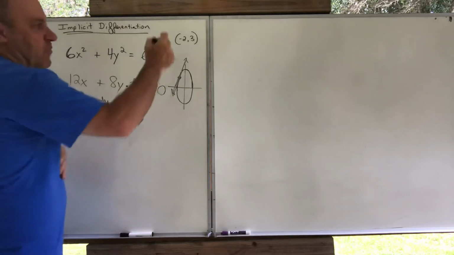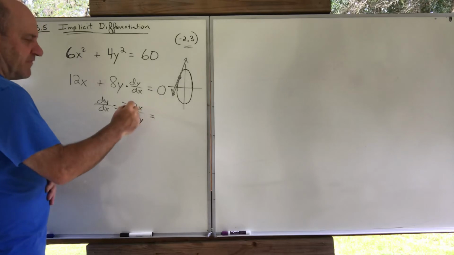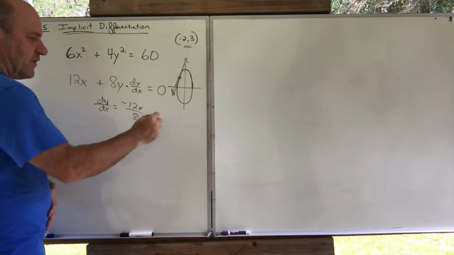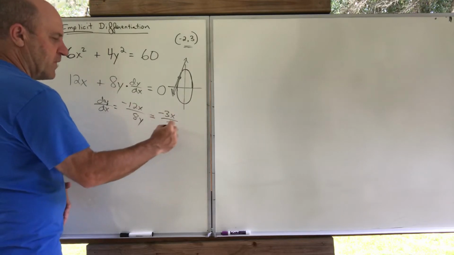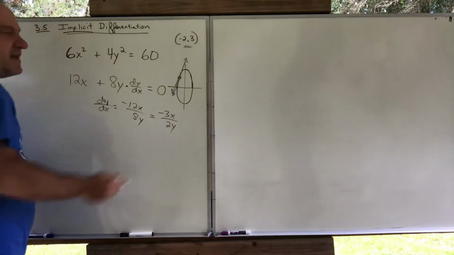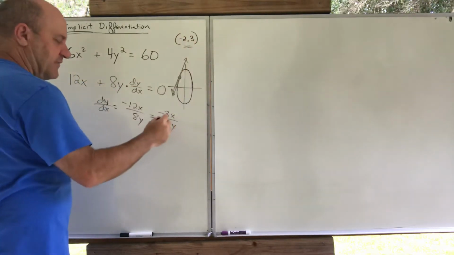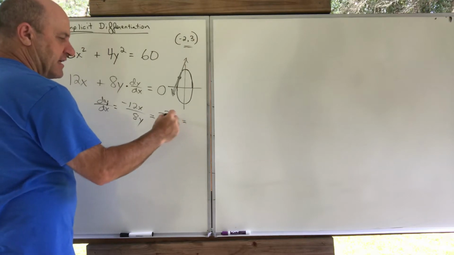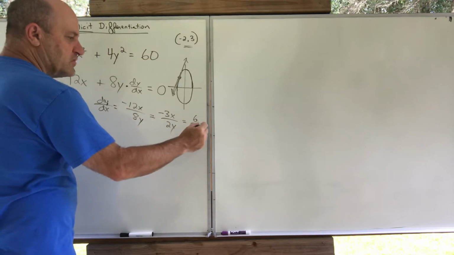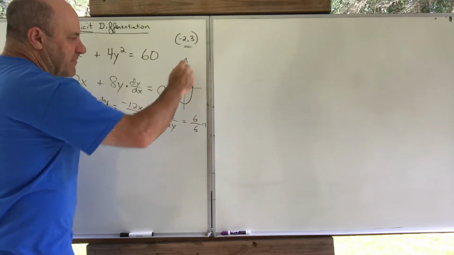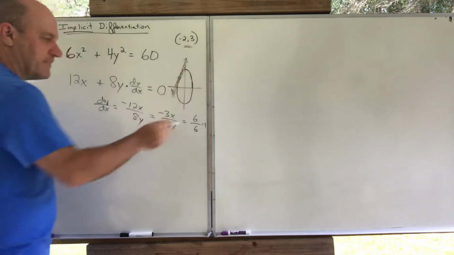You know, if I wanted the slope at this point, I would plug this point in. By the way, let's just simplify it a little bit. I can't simplify the 12 and 8. Divide 4 into it: negative 3x over 2y is a simplified version of that. If I evaluated it at this point, y is 3, x is negative 2. Let me try that. X is negative 2, that's a 6. Y is a 3, that's a 6. Oh, I guess the slope is 1. That's not exactly what my picture looks like. I didn't draw the greatest picture, but the slope is 1 at that point.